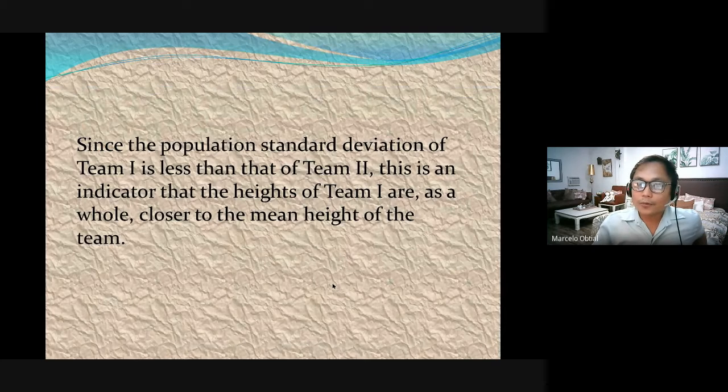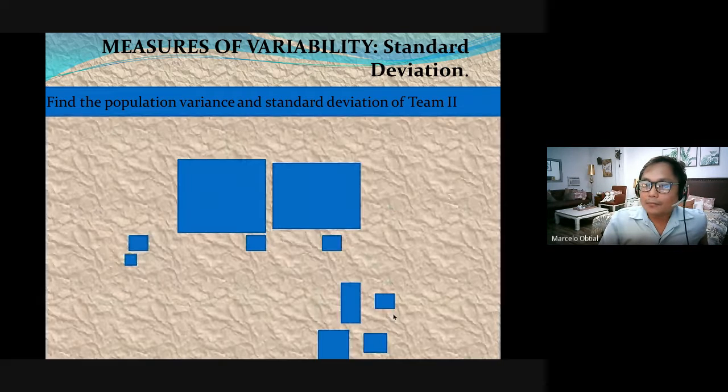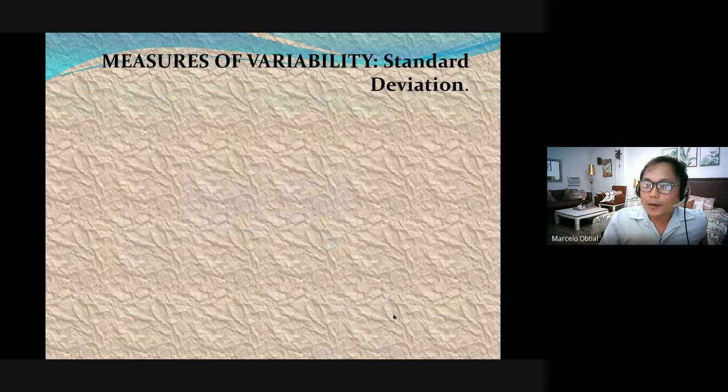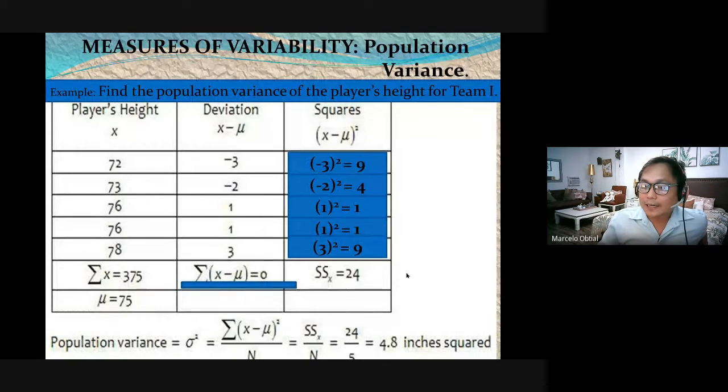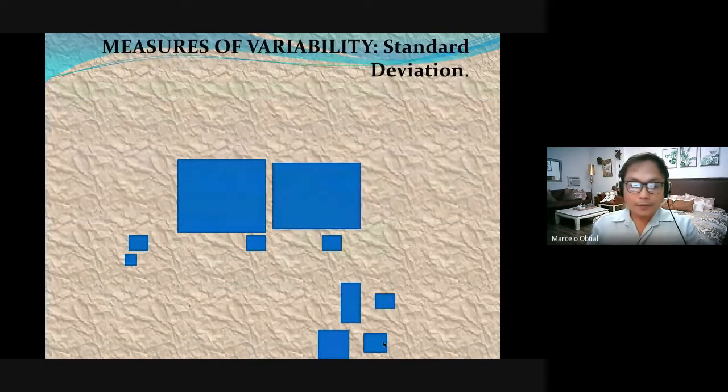Now, if you're asked which one varies more, which is more scattered, our basis is the standard deviation. This team 2 is 5.59. Team 1 is 2.19. In short, in terms of standard deviation, team number 2 varies more. In range, it is also team number 2. Kindly absorb this, class.